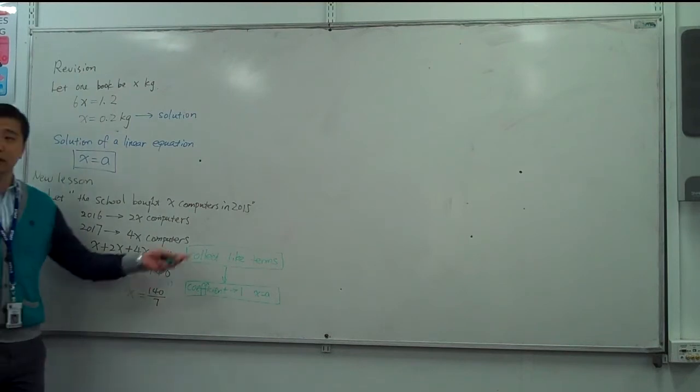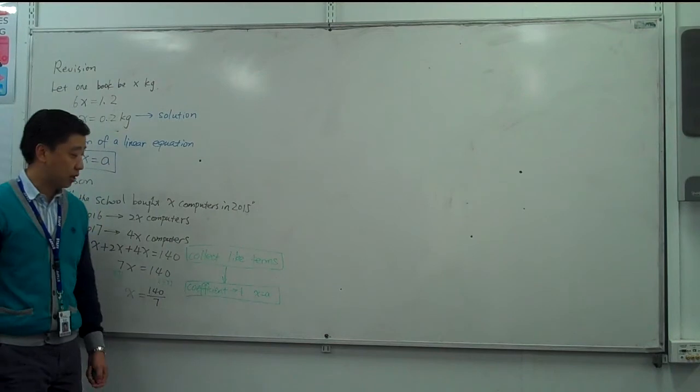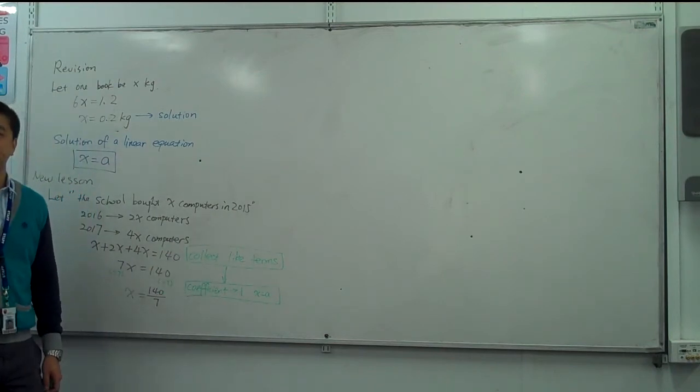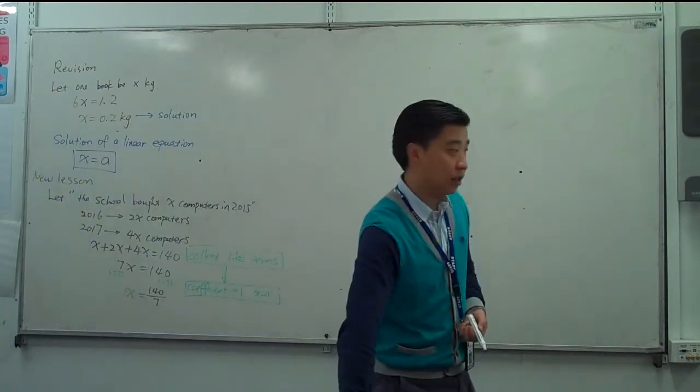That is my flowchart. When we solve equations, please remember the flowchart. So collect like terms and then make the coefficient 1. And that's it. We divide by the coefficient. Do you have any questions? Good. Now let's do a practice.